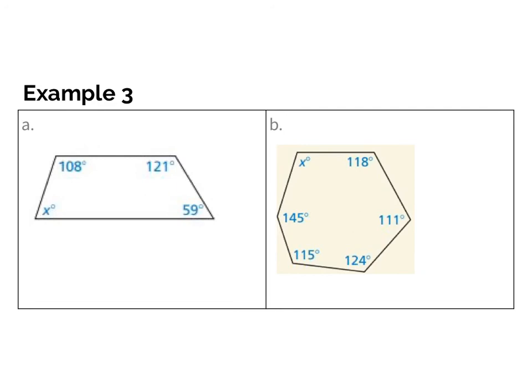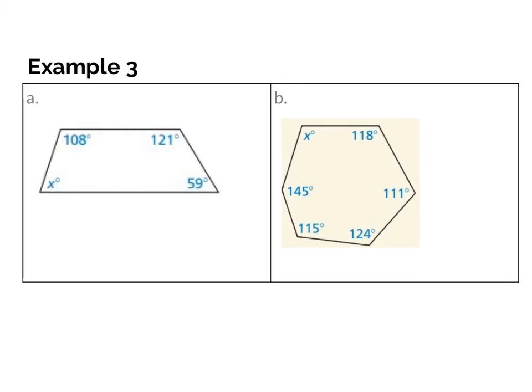All right, last example here. Now we're going to use the interior angle sum to try and solve for unknowns. As we go through this example, we're going to need to know, like we did in the last one, what all the angles add up to, and then we're going to try and find that missing angle.